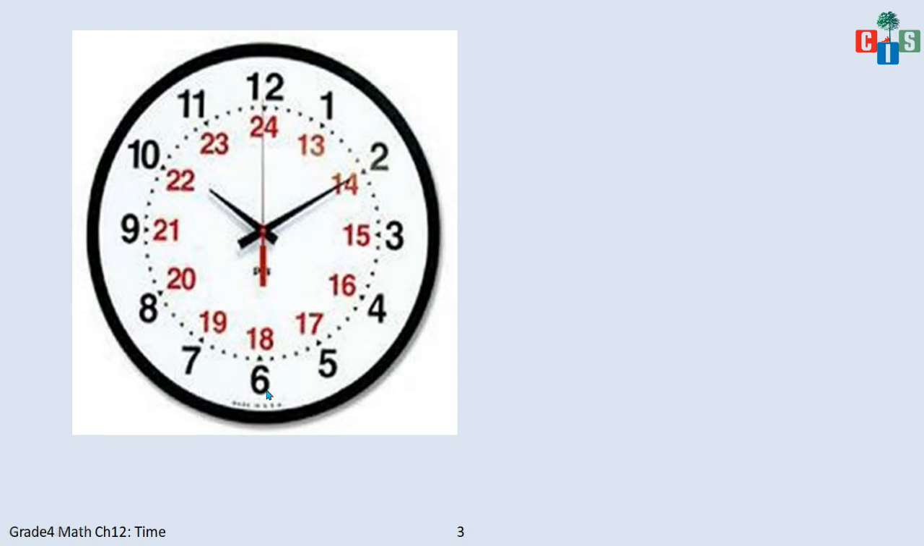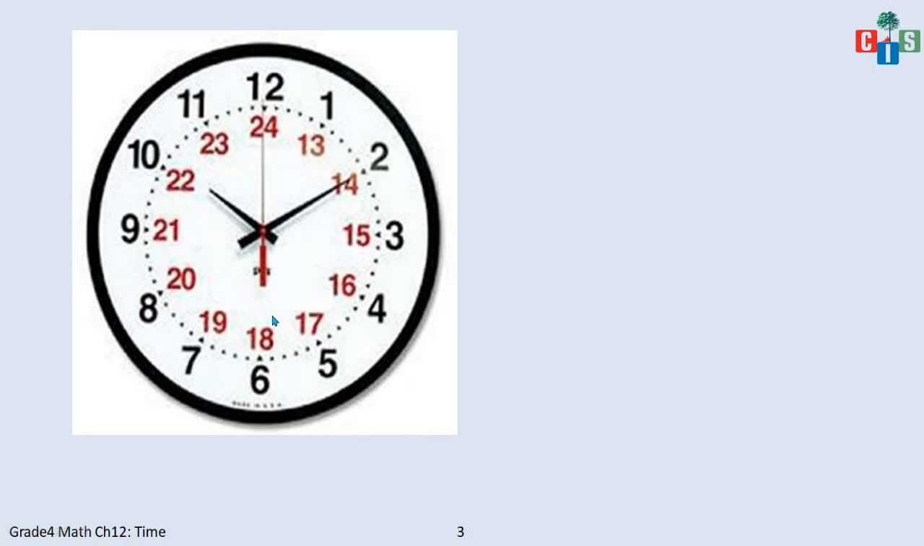This is a normal clock wherein you have 12 hours, and I have written the hours for the 24-hour clock inside the clock. So this 1 stands for 13, 2 stands for 14, 3 stands for 15, 4 stands for 16, 5 stands for 17, 6 for 18, 7 for 19, 8 for 20, 21, 22, 23 and 12 stands for 24.